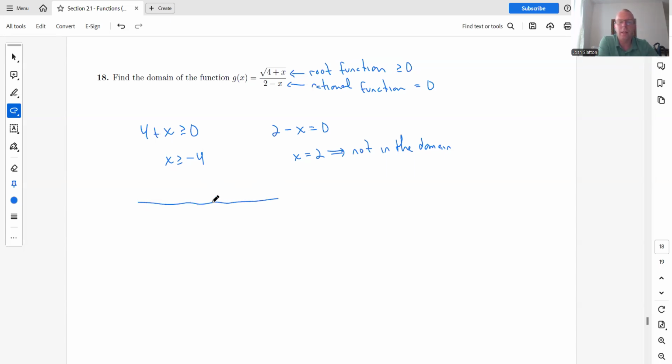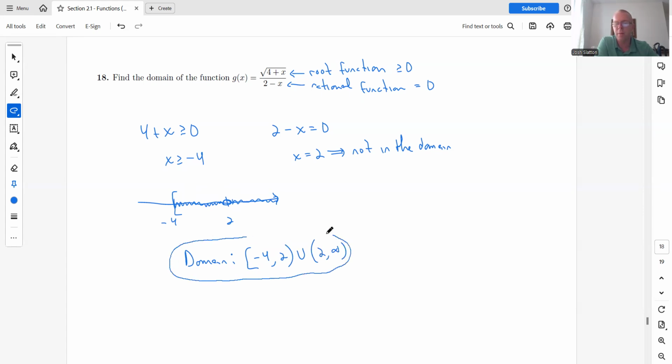So here we have negative 4. Here we have 2. We are not including 2. So we're going to put an open circle there to not include it. Greater than or equal. So we're including every number greater than or equal to negative 4 except 2. 2 is not going to be included. So the domain would be bracket, because we're including the negative 4, negative 4 to 2 with a parenthesis, and then union 2 up to infinity with a parenthesis. And there is our domain.